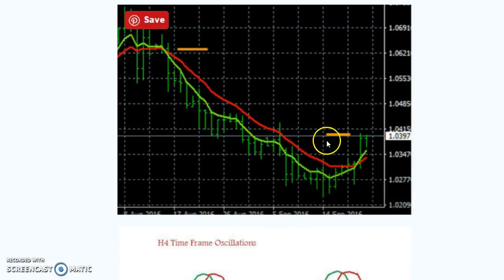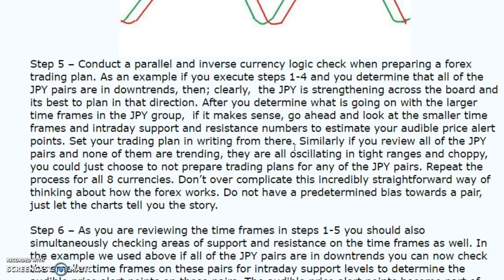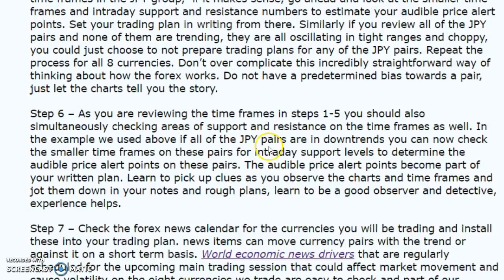For example, if you see a pair that's starting to trend, and this is the Aussie dollar against the New Zealand dollar, just go look at all the other Aussie dollar pairs or New Zealand dollar pairs and see what's driving the move. Is the Aussie dollar strong, or is the New Zealand dollar weak, or possibly both? This is the benefit of conducting a parallel and inverse check. This is the benefit of setting up your charts by individual currencies.